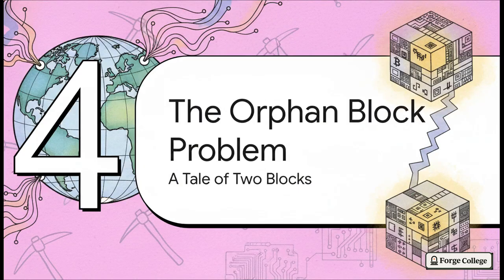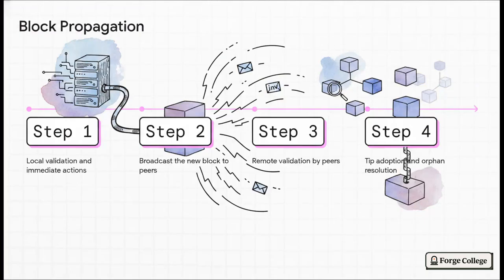Which brings us to section 4, the orphan block problem, a tale of two blocks. So what happens when the network hits a practical failure mode? Like, what if two miners sitting on literal opposite sides of the globe win the hash lottery at the exact same millisecond? Let's follow a successfully mined block as it races across the network.